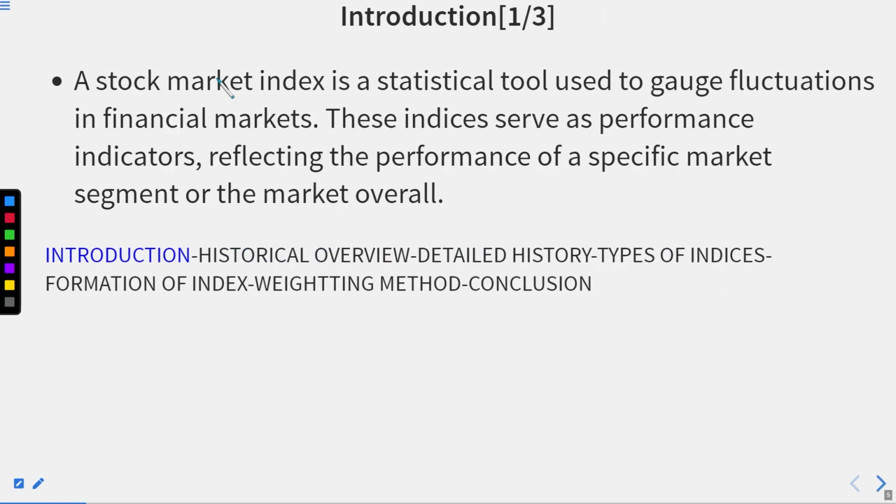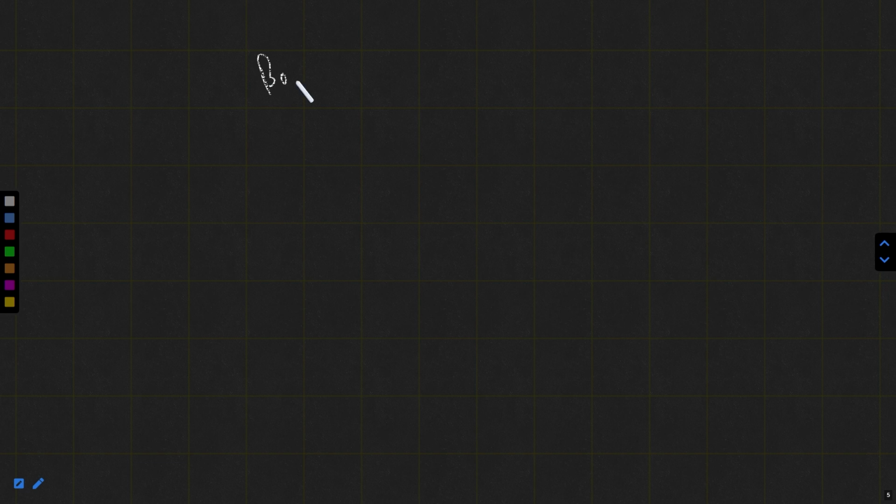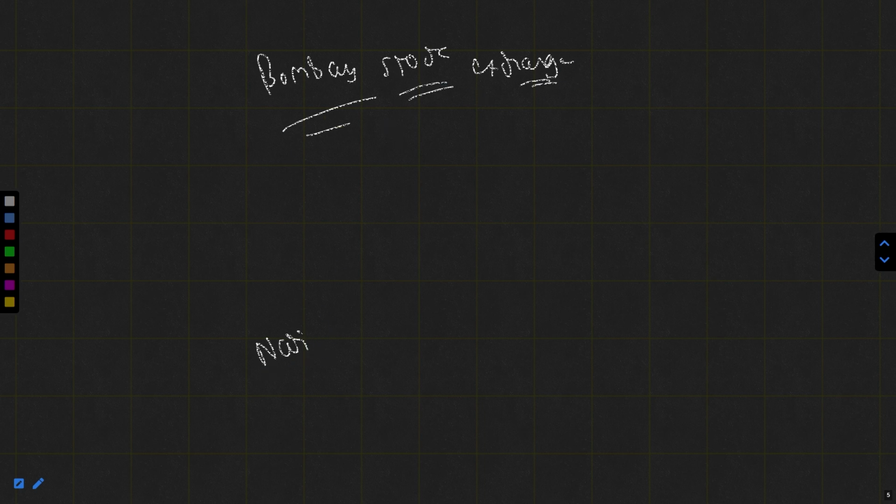A stock market index is a statistical tool to gauge fluctuations in the financial market. These indexes serve as performance indicators reflecting the performance of a specific market segment or the market overall. Like if we talk about the Bombay Stock Exchange. Okay. And then when we talk about the National Stock Exchange.